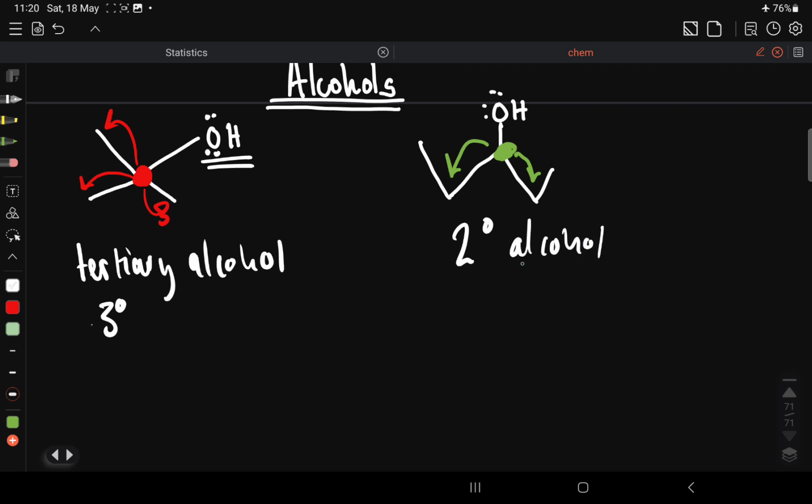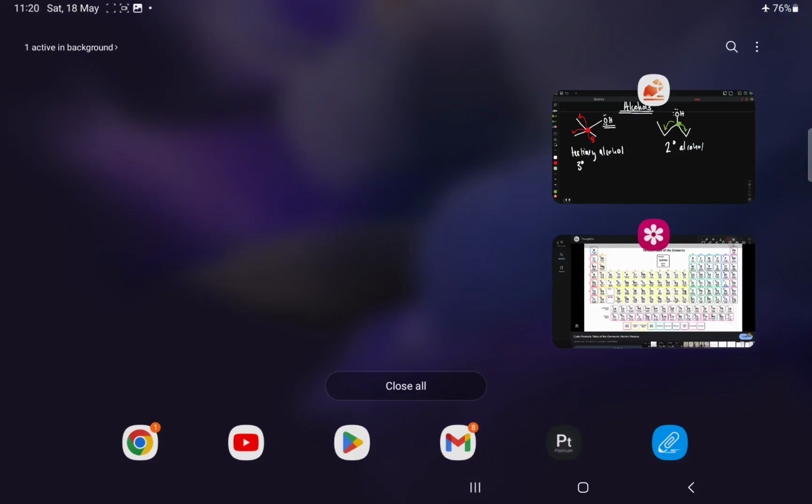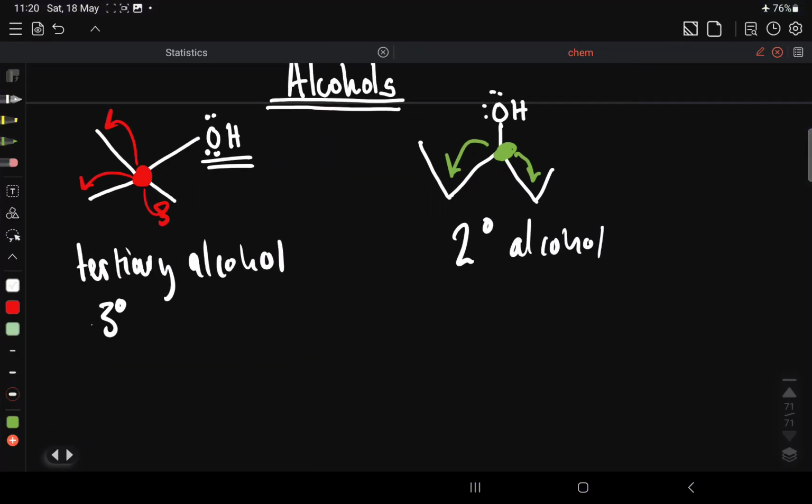Okay? So that's a secondary alcohol. And this brings it to the end of this. You should just be able to see and know, and you will be done.